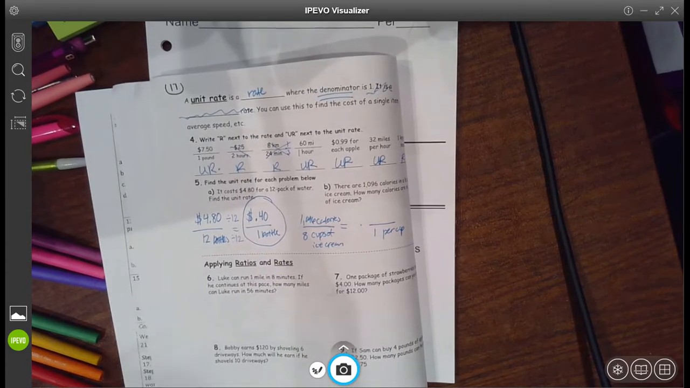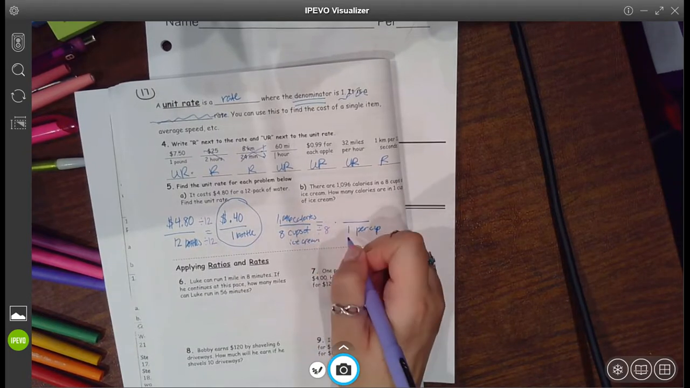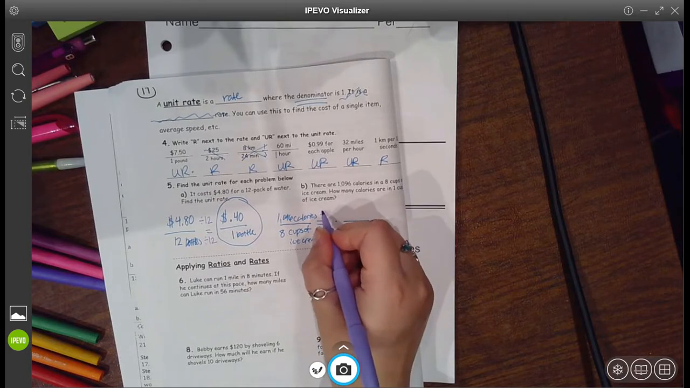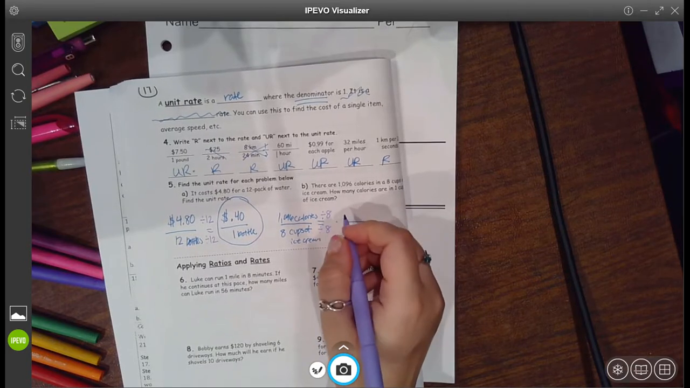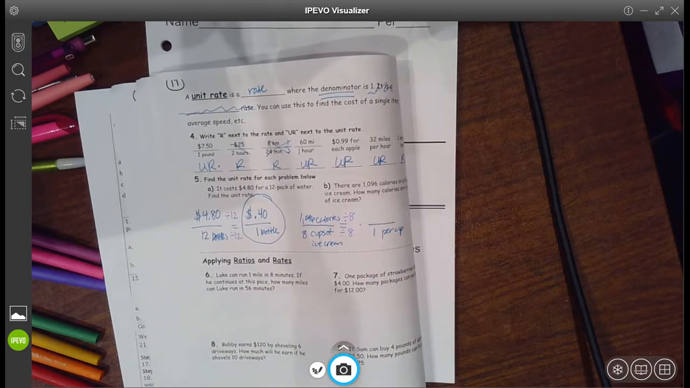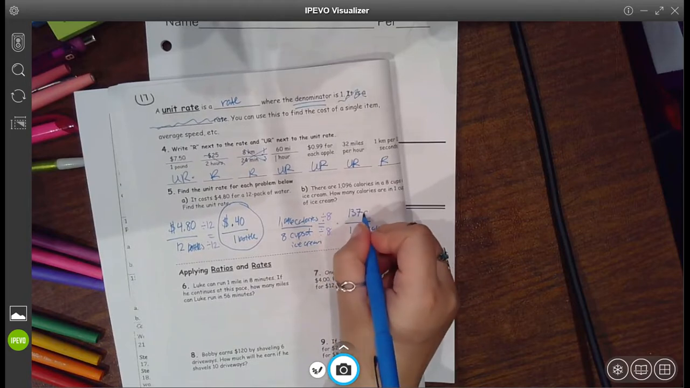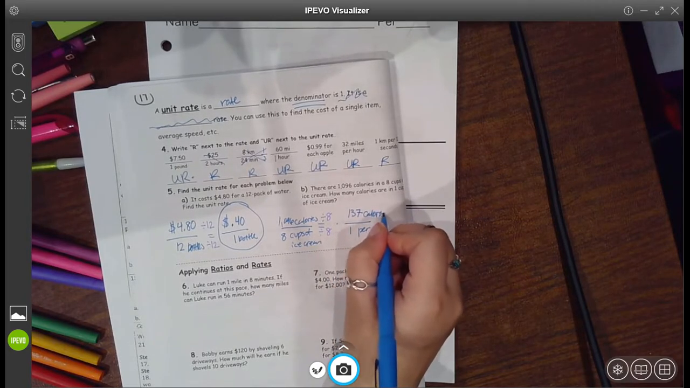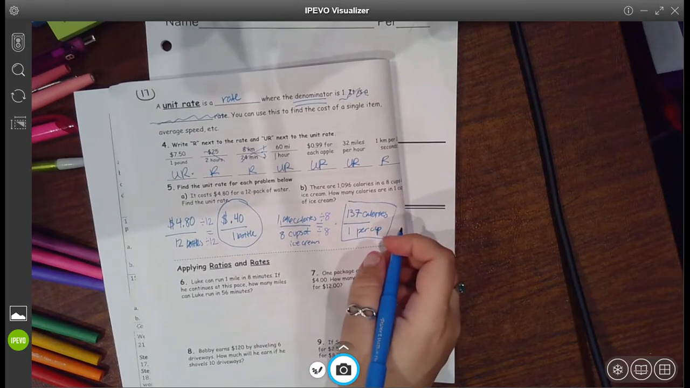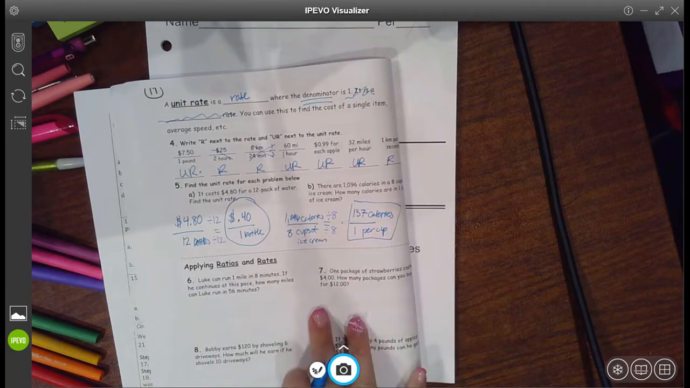How do you go from 8 to 1? You divide by 8, right? Because anything divided by itself is 1. But if I divide the denominator by 8, I need to also divide the numerator by 8. So 1,096 divided by 8 is, type that into your calculator, 137 calories. So how many calories are there per cup? 137.